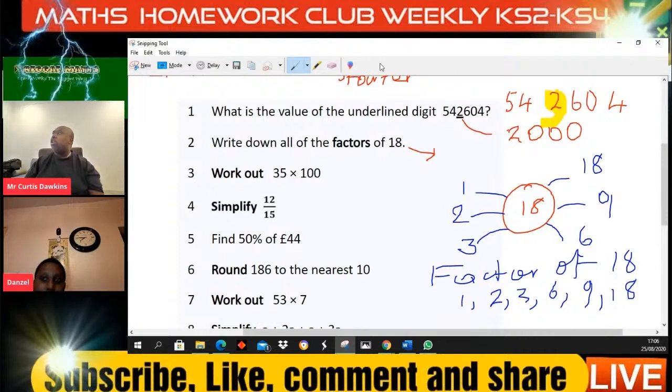Factors. The key word there is factors of 18. So factors of 18, right? Copy that down, please. So factors of 18 are 1, 2, 3, 6, 9, 18. Okay? So factors are all the numbers that can go into 18 without leaving a remainder. Done it? Okay.